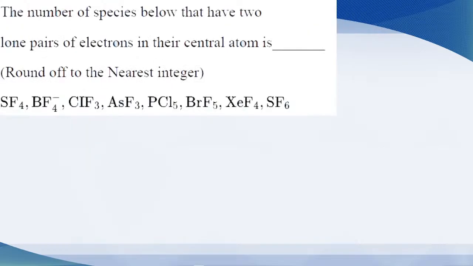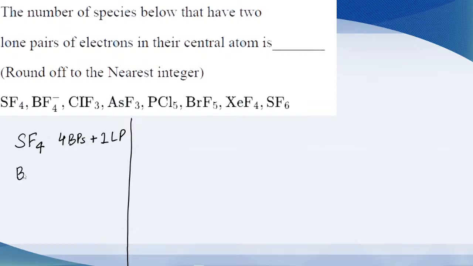Now, next question. The number of species below that have 2 lone pairs of electrons on the central atom is. So SF4. How many bond pairs and lone pairs are there? 4 bond pairs. And how many lone pairs? Very good. 1 lone pair.